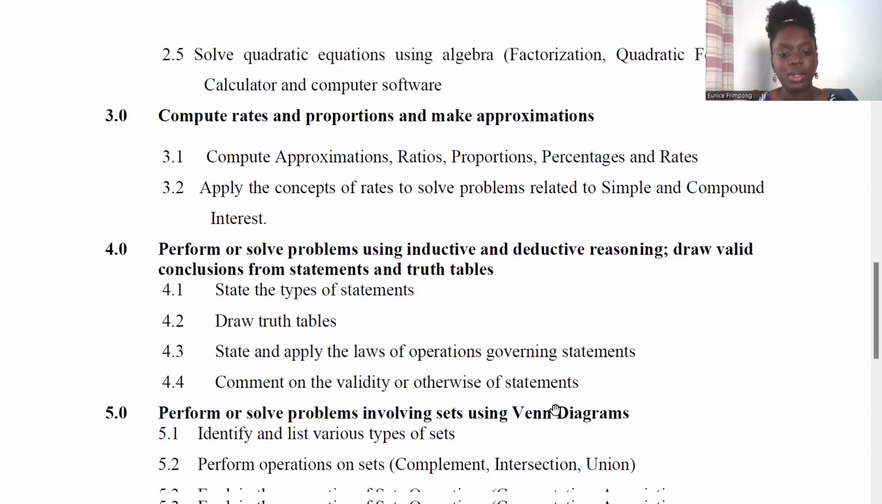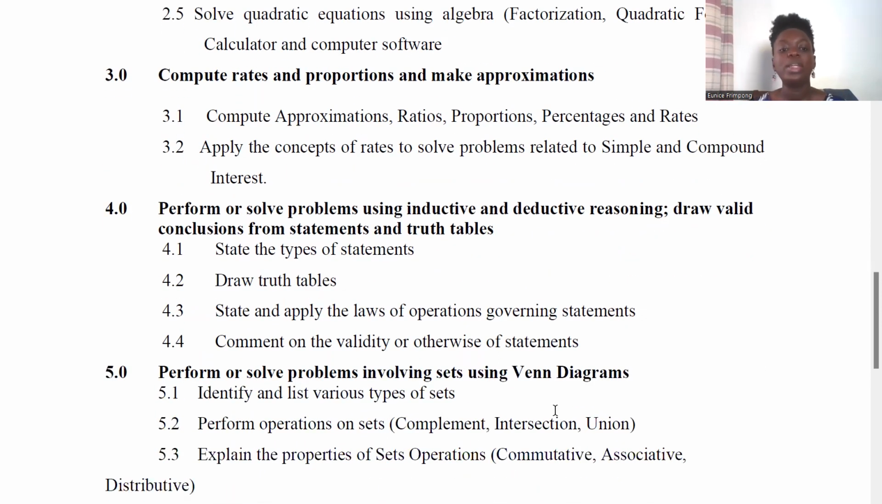We will then move on to the fourth part. At this part, we solve problems using inductive and deductive reasoning, and we'll draw valid conclusions from statements and truth tables. So we would state types of statements that they are, we'll draw truth tables, and we'll state and apply the laws of operations governing statements, and we'll comment on the validity or otherwise of statements.